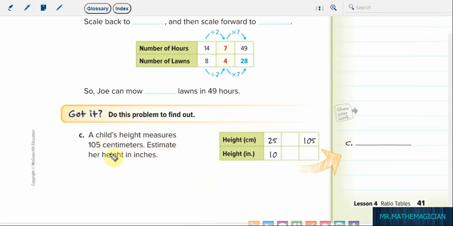A child's height measures 105 centimeters. Estimate her height in inches. So, it's clear here in this information that if the height is 25 centimeters, it's 10 inches. Now I need 105. How many inches? I don't have a clear number to move directly from 25 into 105. So I must use this step. Let me show you how.